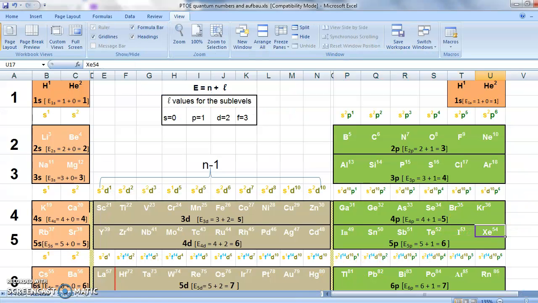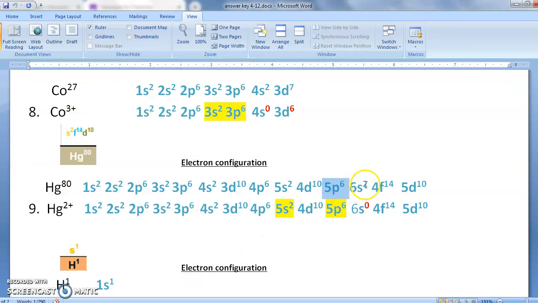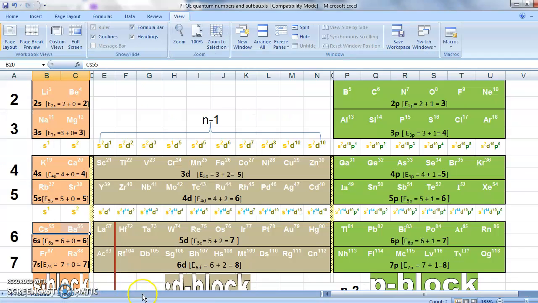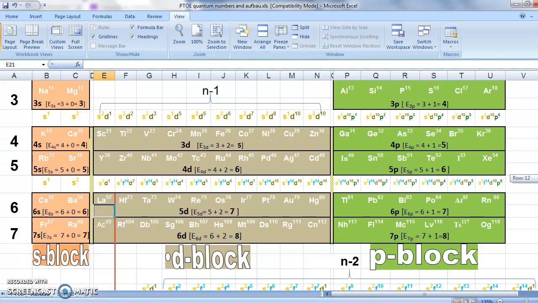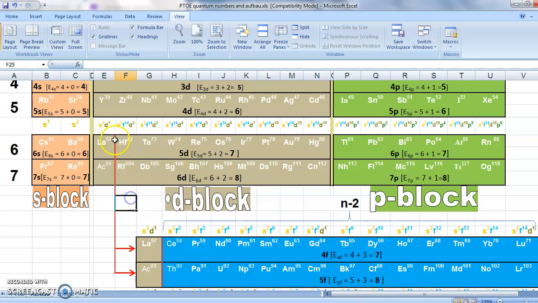After number 54 comes number 55. 55 and 56 are in the 6s. So I would then write 6s2. I'm going to continue following the numbers. After 56 comes 57. But 72 does not come after 57. There's a little stop sign right here. The red mark says you've got to drop down and over.